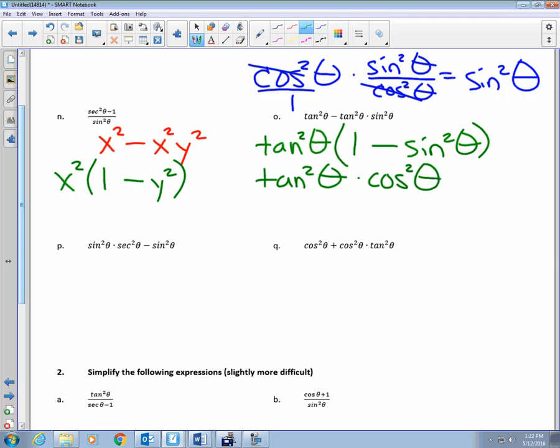Now we have a problem just like we did the past couple days. Let's turn tangent squared into a fraction. What do I have? Sine squared over cosine squared times cosine squared over 1. Cosine squareds cancel, leaving sine squared.